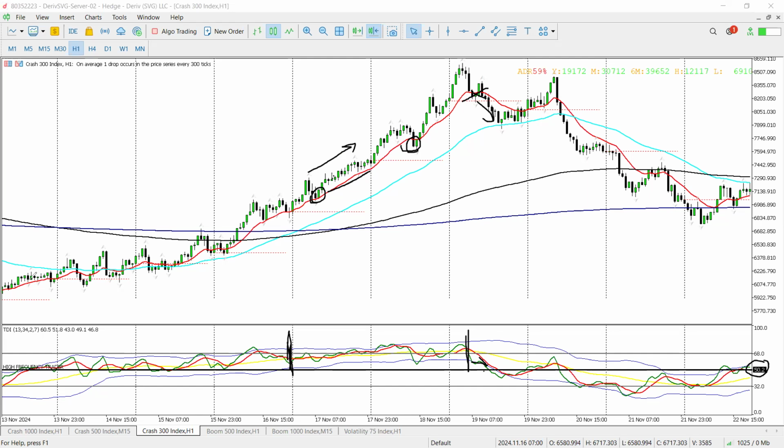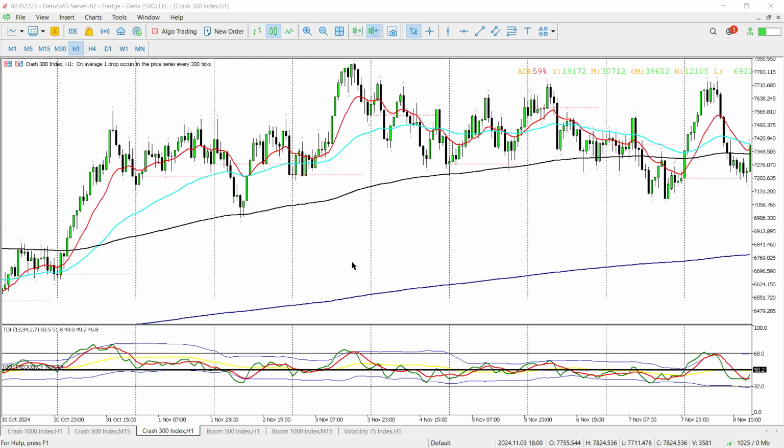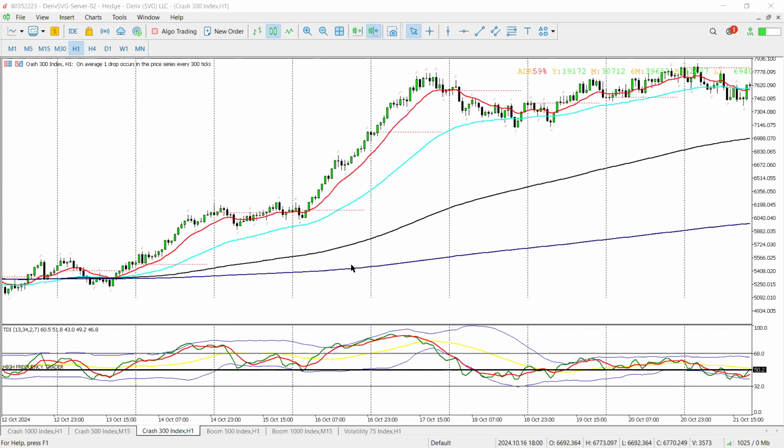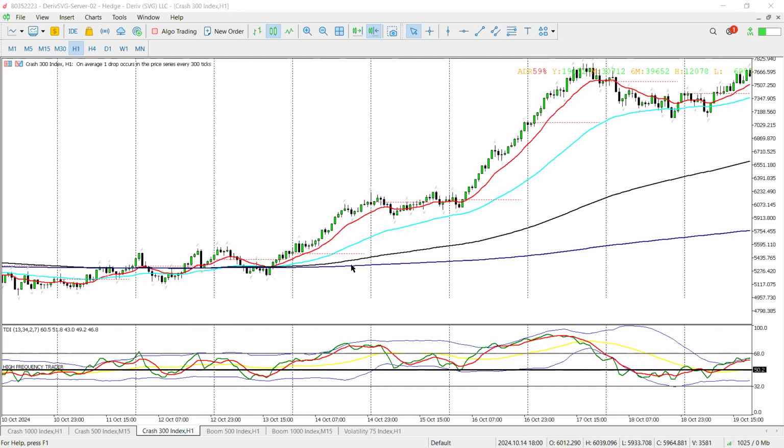So this is just another example on C300. Let's see. This asset is wild, guys. If you're trading C300, you should just be careful with it. It's a wild asset. Here's another point where the whole indicator comes above. So from here, we're starting to look for a close above the 13 EMA or pin bars.